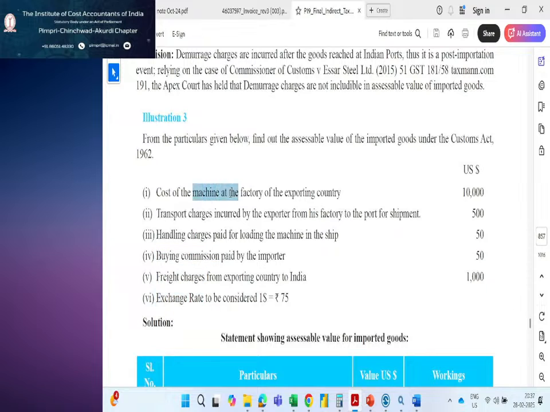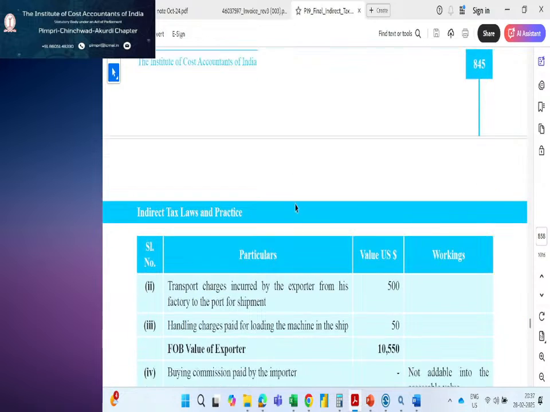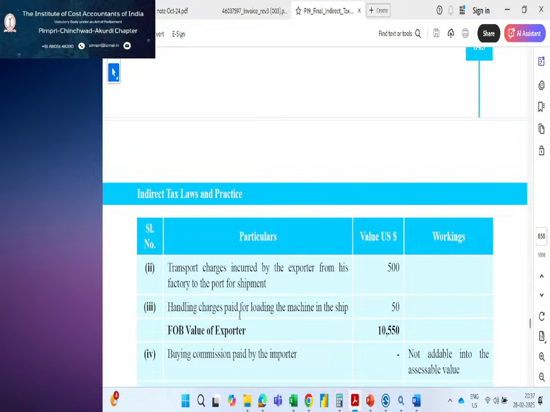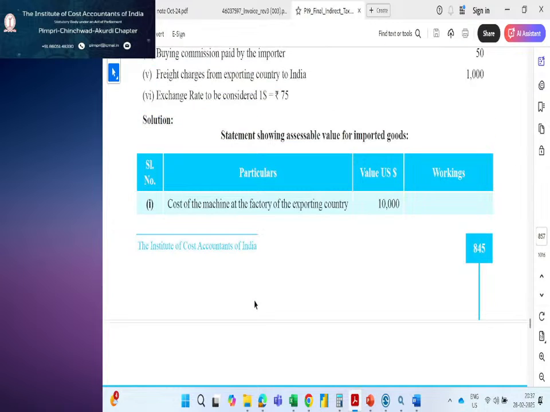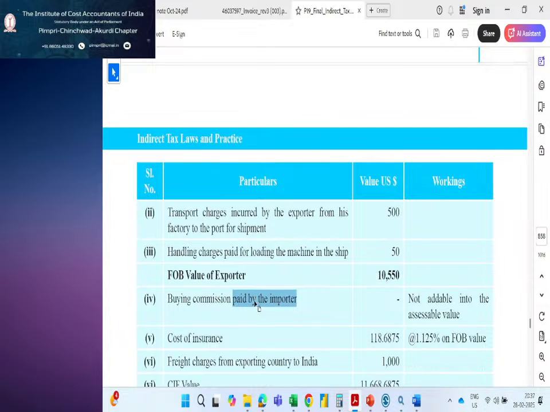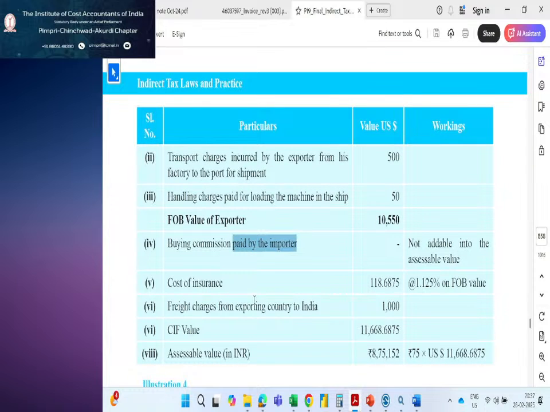So what is the cost of machine? 10,000. Then we have transport charges 500. Then handling charges we have 50. We are deriving 10,550 as FOB. Then we have buying commission paid by the importer. We have already seen that if it is a buying commission paid to the importer's agent, that should not form part of our assessable value.